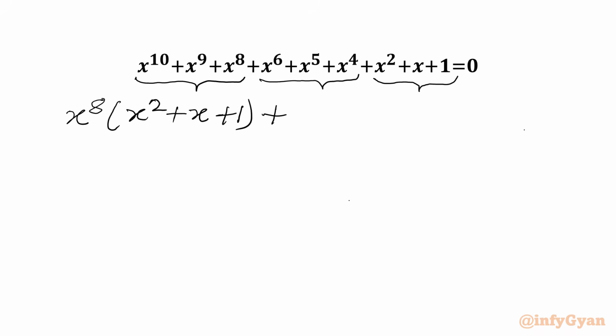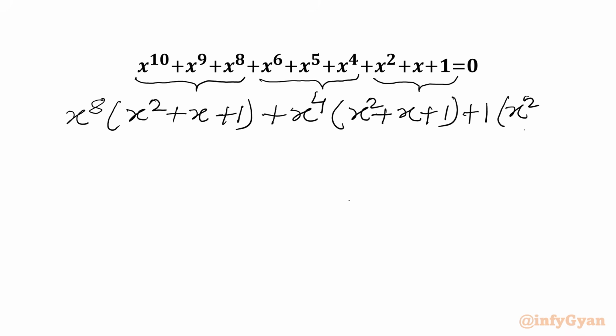Then we'll take x power 4 common. So in the bracket we'll get x square plus x plus 1. Then we can take 1 common from the last three terms and we will get x square plus x plus 1 will be equal to 0.